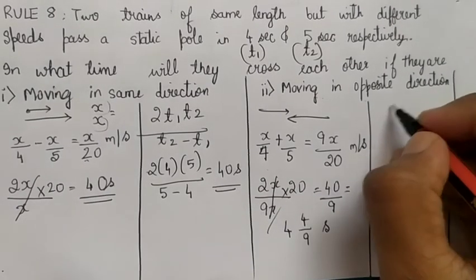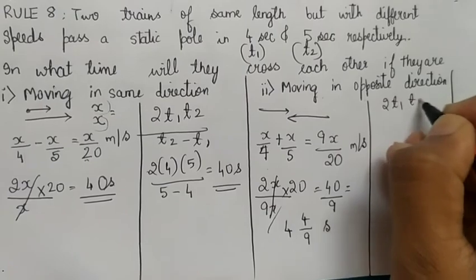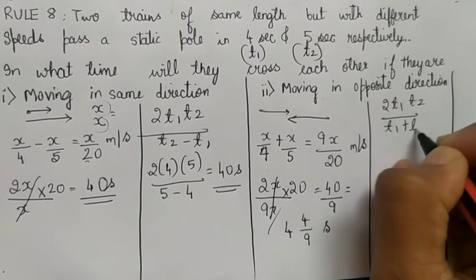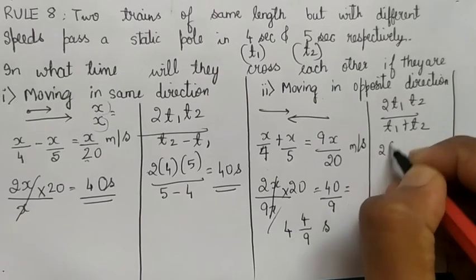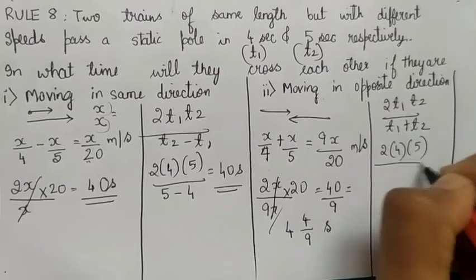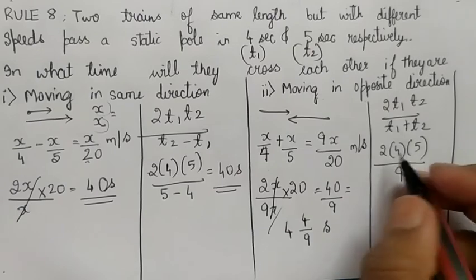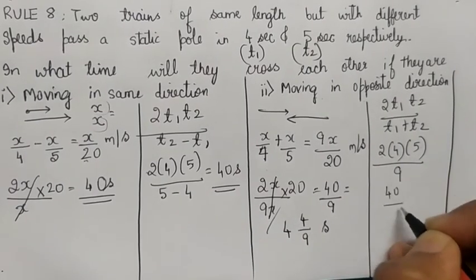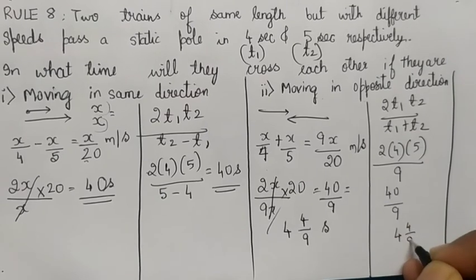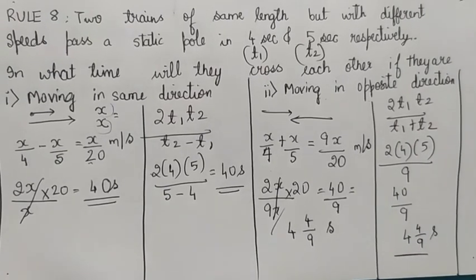The trick here is 2 t1 t2 by t1 plus t2, because they are moving in opposite directions. We can apply this trick. 2 into 4 into 5 by 4 plus 5, which is 9. 5 2s are 10, 4 10s are 40, so 40 by 9 gives me the same answer.